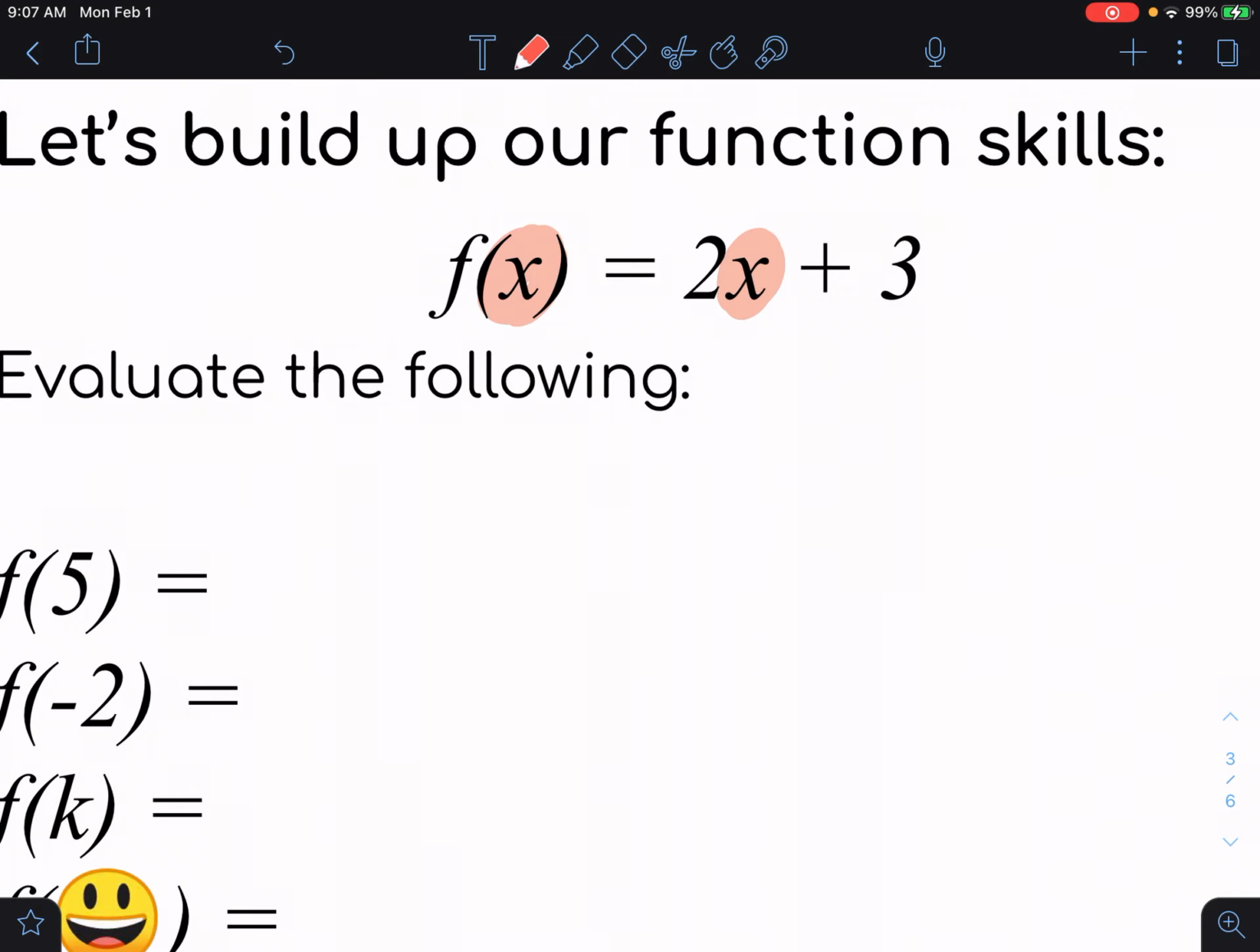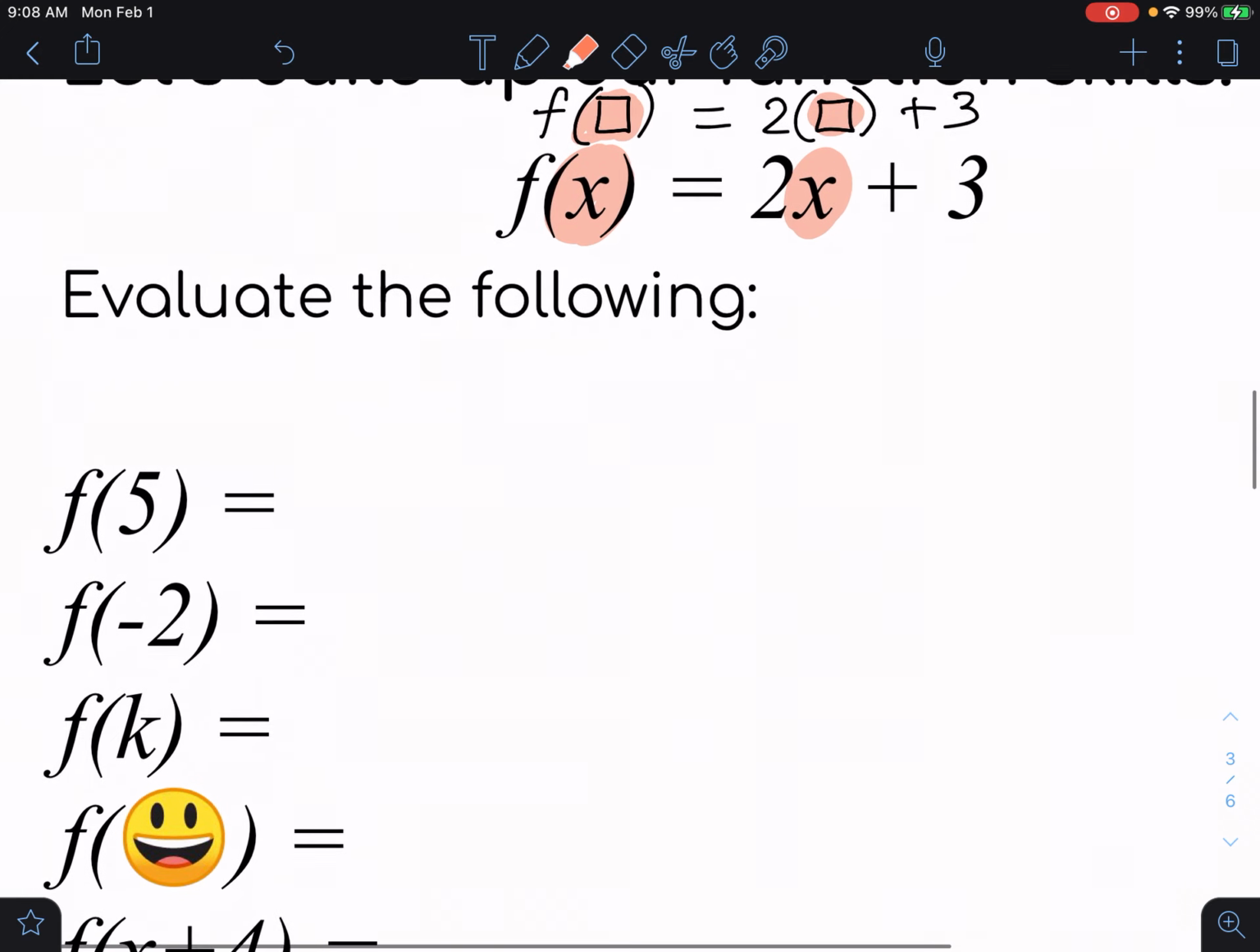If you want, you can think about it like this. f of square equals 2 times the square plus 3, right? Technically speaking, that's what you do if you plug in a square into this function. It's just a placeholder. So keep that in mind when we look at these, okay?